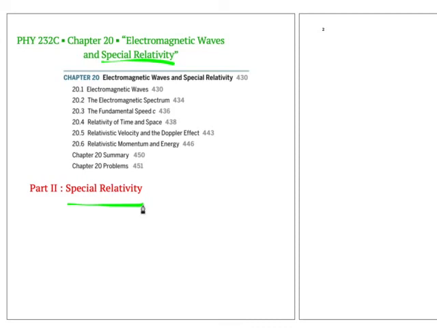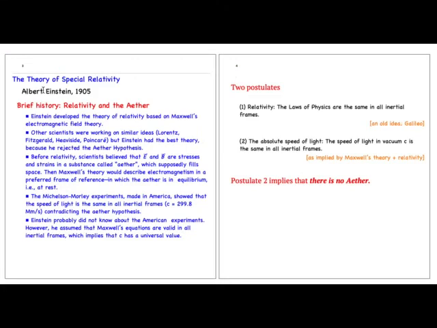That's not including gravity. The theory of relativity, including gravity, is called general relativity. Start with a little history of the theory of special relativity. It was developed by Albert Einstein in 1905. And it was related to electricity and magnetism.